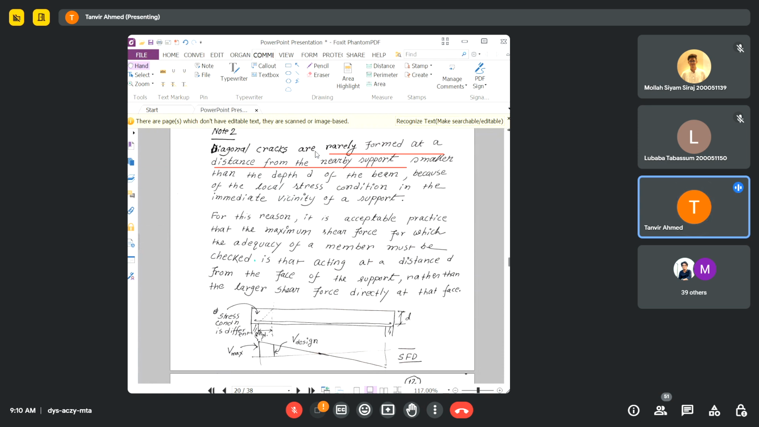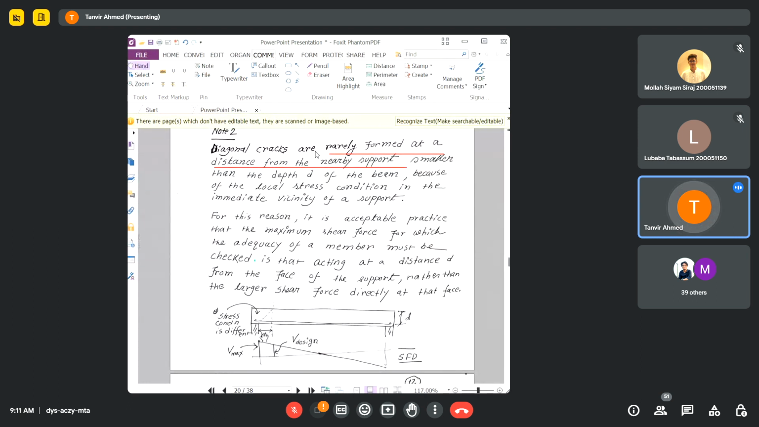তার মানে সাপোর্ট থেকে একটা ডেপথ d ডিস্টেন্সে normally the shear cracks start to form. Okay, the shear cracks normally do not form exactly at the support, rather it forms at a distance of d, and d is simply equal to the effective depth, the distance from the top to the center of the longitudinal reinforcement, that is your effective depth.